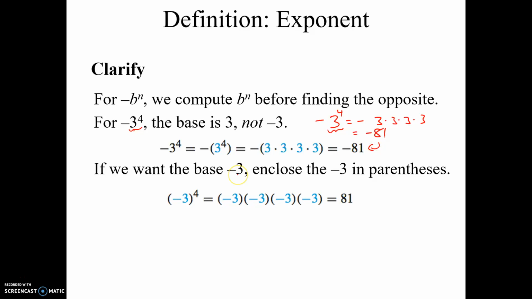However, if the base is in parentheses, like here, where we have parentheses negative 3 to the fourth power, then this entire parentheses gets multiplied 4 times. So it's negative 3 times negative 3 times negative 3 times negative 3, which is positive 81.